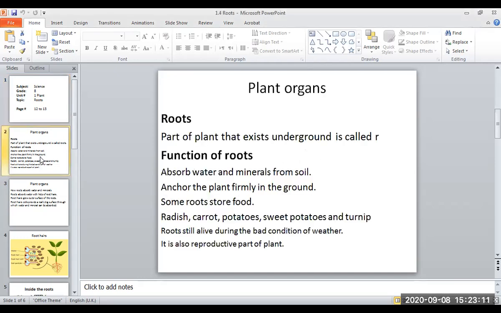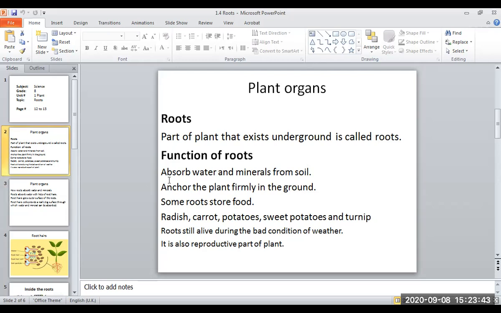Now, first of all, the root is the part of the plant that we cannot see because it is underground. The other parts, for example stem, leaves, flower, branch, and fruit, we can see, but the roots exist underground. Okay. Now, here are some functions of the roots.